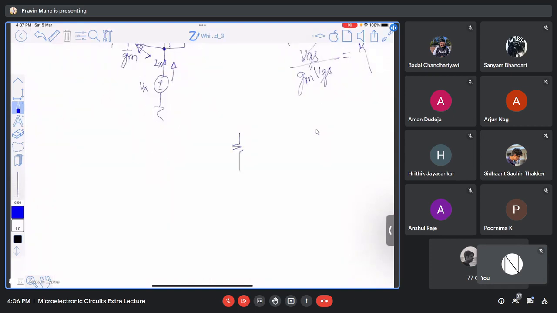But suppose I now add a resistance here and ask you to find the resistance looking from this terminal, that is Rin from this side. Now in this case, this is VDD. This is connected to ground, this is connected to ground, this is RD. 1 by Gm is present here. Here there is an RO.